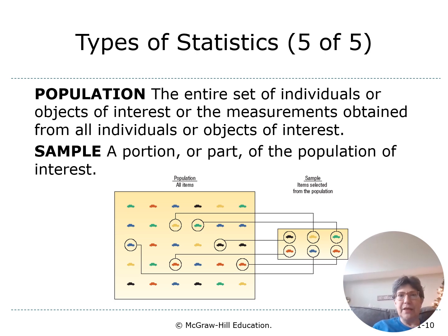So, the population is the entire, exhaustive set of all the specific individuals or objects or data points of interest, or measurements obtained from the individuals or objects of interest. So all of those. The sample is a portion of the population, or a part of the population of interest that's being studied.